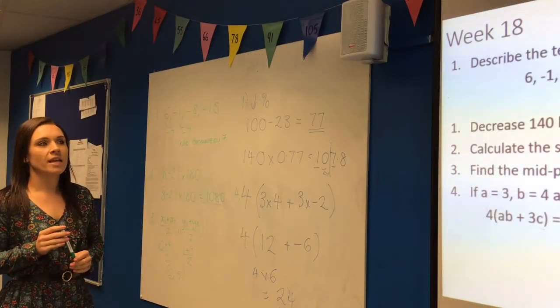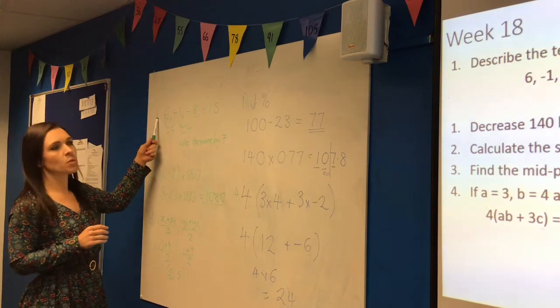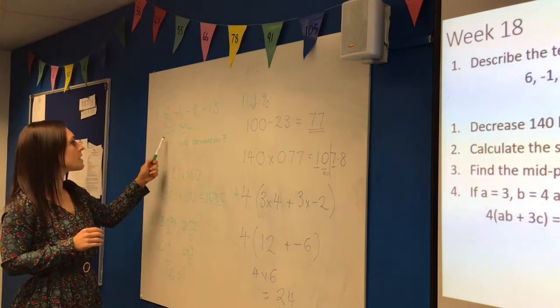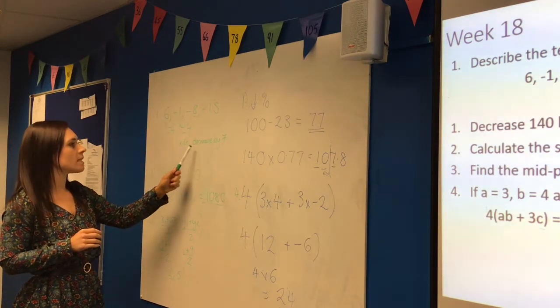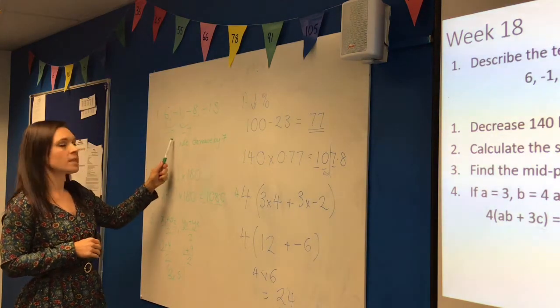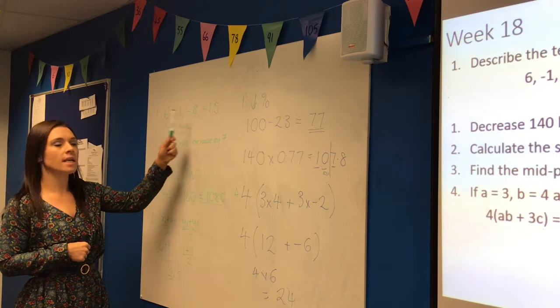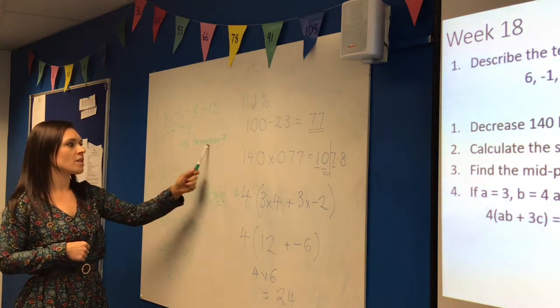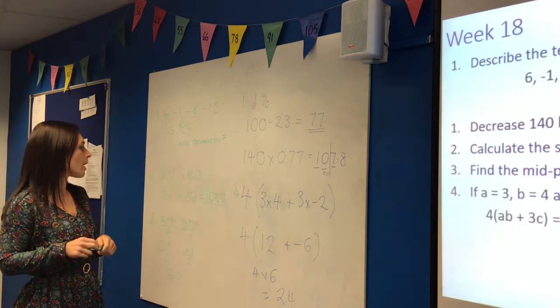Okay, so here we have the answers. For question 1, it's worth 1 mark. All we needed to say is that the rule is we decrease by 7, because from 6 to -1 we take away 7, from -1 to -8 we take away 7. So this is the rule, decrease or -7.